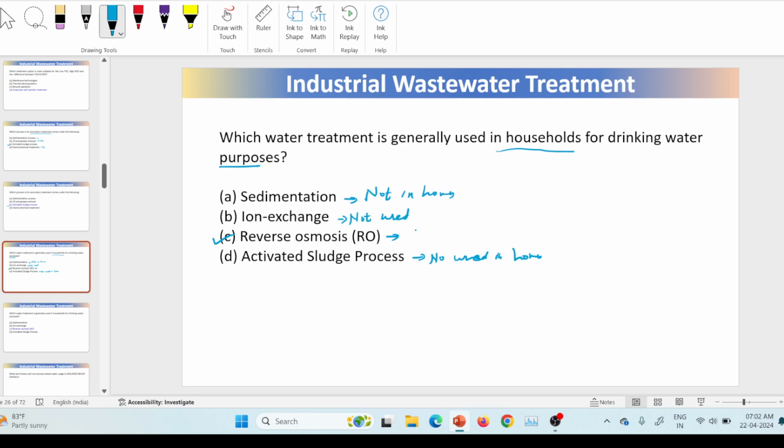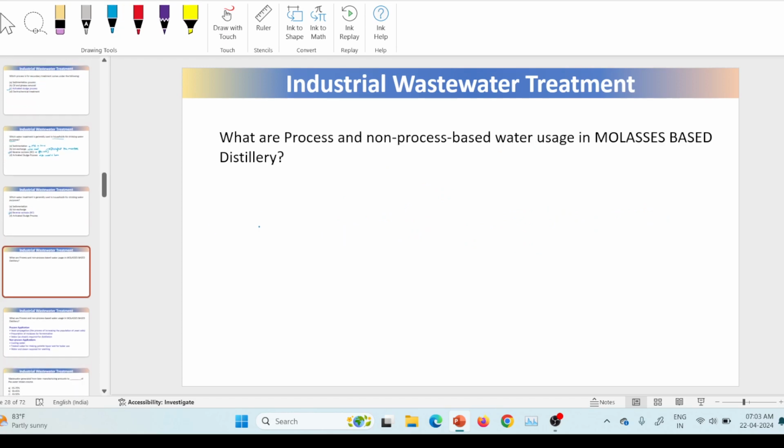You might have heard of the RO plus UV system. The reverse osmosis process is used to remove dissolved and suspended solids, and UV is to disinfect the bacteria, the disease-causing microbes. So the answer is reverse osmosis.